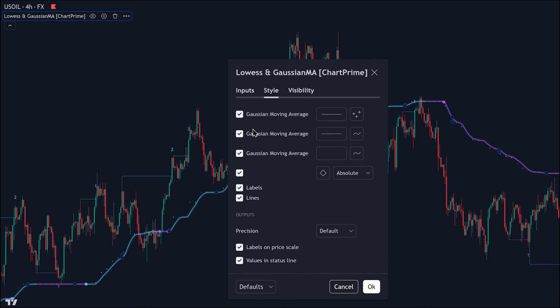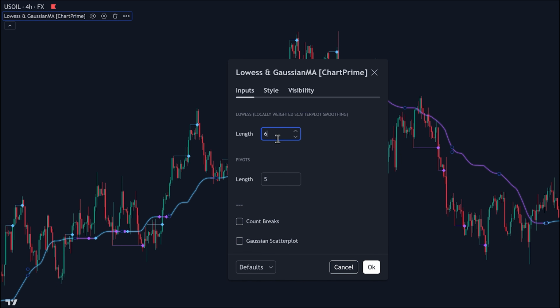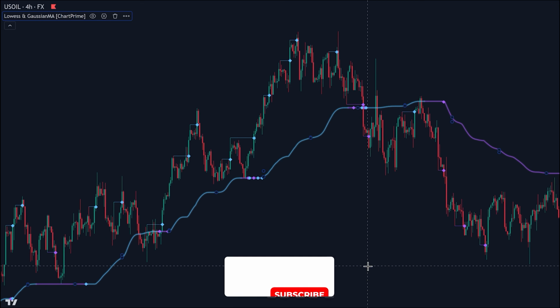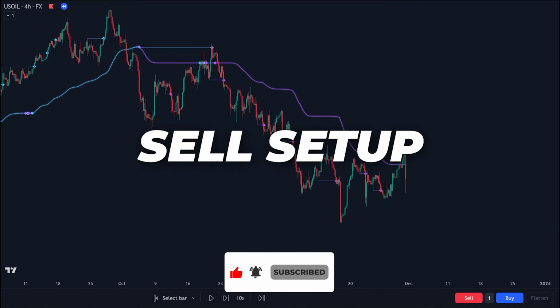Here, you can customize how the indicator lines and plots appear on your chart. Adjust the line thickness and transparency to match your preferences, making the chart clearer and better suited to your personal trading style. For this video, I'll stick with the default settings for most of the other parameters, but I'll change the length to 60 to reduce noise. Feel free to make adjustments according to your strategy and needs. Once you're done, click OK to apply the settings and begin analyzing market trends with your customized LOWESS and Gaussian moving average setup.